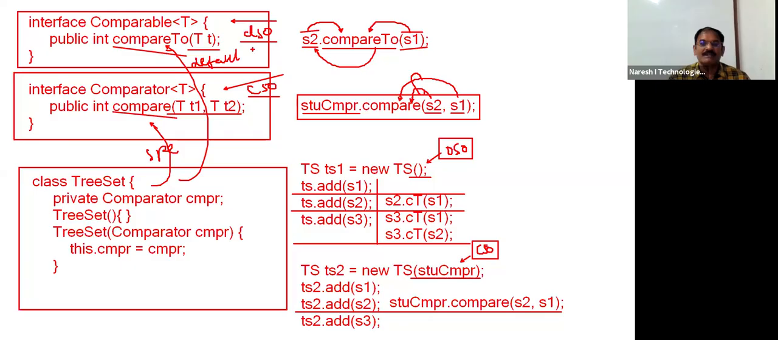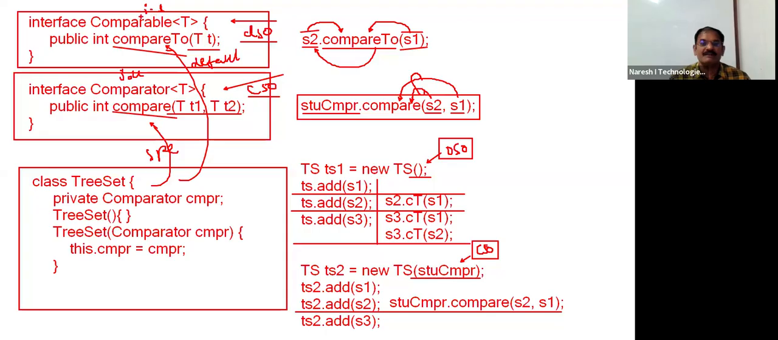Comparable contains only one method, that is compareTo, which takes one parameter. Comparator also contains one method, which is compare, which takes two parameters. Comparable is available in the java.lang package. Comparator is available in the java.util package.